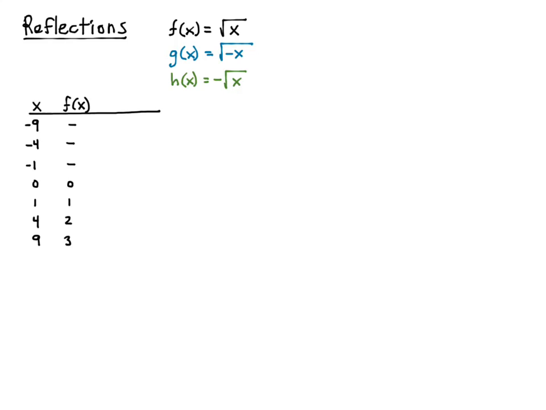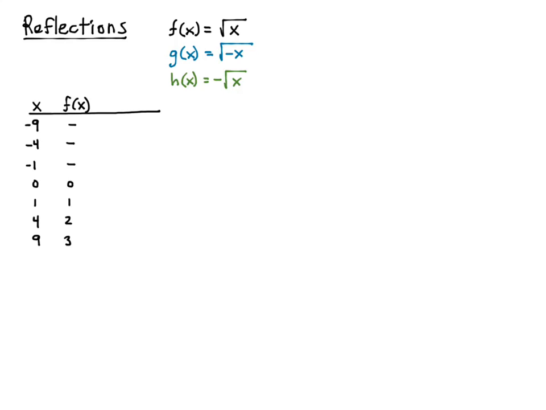And so let's take a look at several numbers. We have -9, -4, -1, and of course that's outside the domain of that function. So we have no f at x when x equals a negative number. But starting at 0, we take the square root, and I'm going to do 0, 1, 4, and 9.